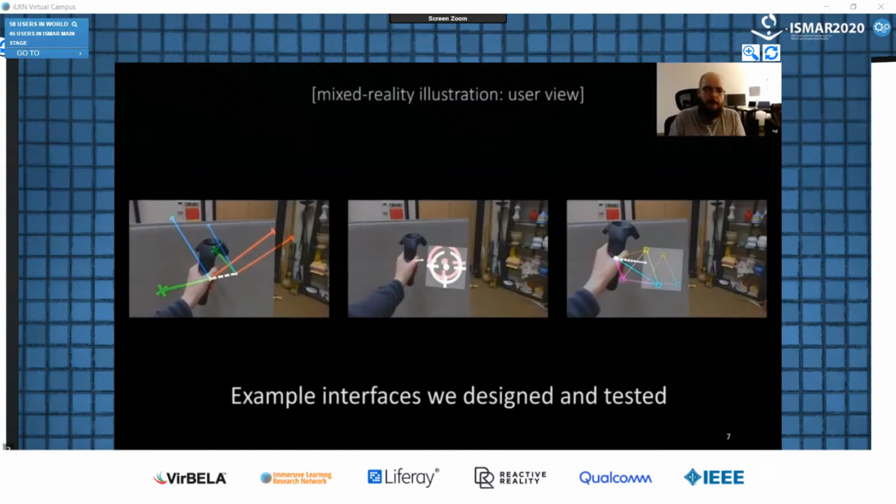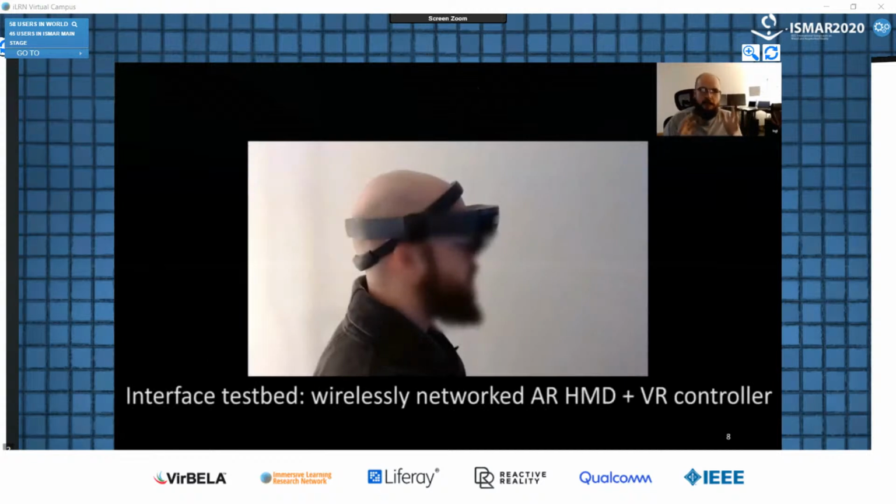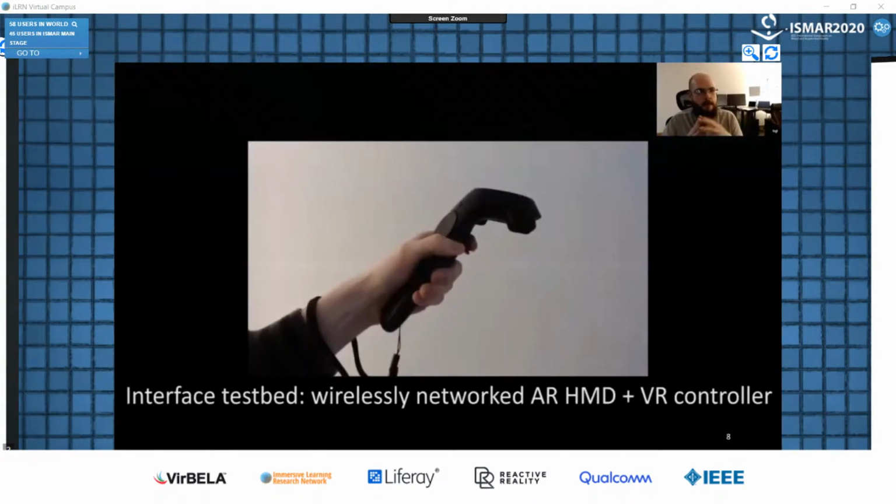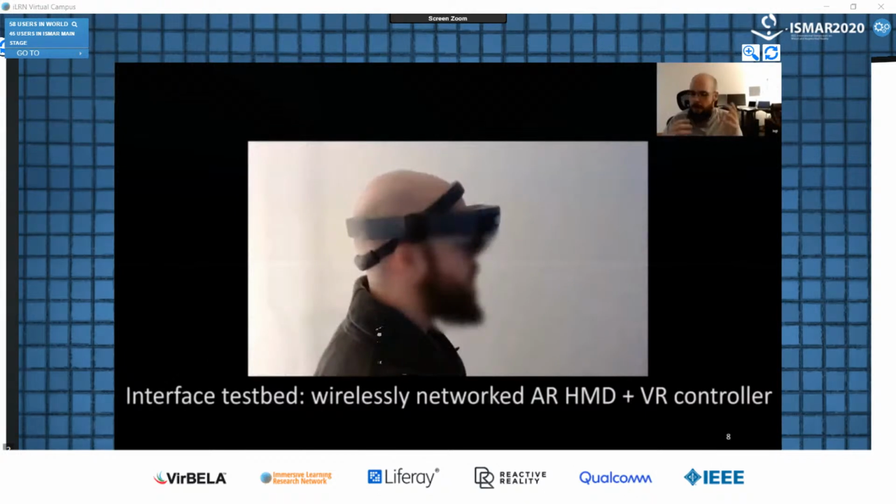So with these design requirements, we ended up implementing several interfaces to test based off of these varying levels of interface redundancy and varying types of alignment strategies. So I'll talk about those now. So since we were just focused on the general task of alignment, we ended up testing everything on a prototype system that used a Microsoft HoloLens 1 and an HTC Vive. We wirelessly linked them together to share the same coordinate system.